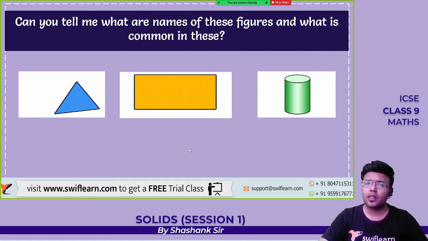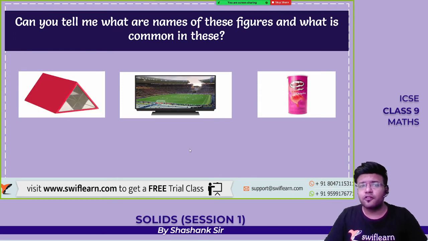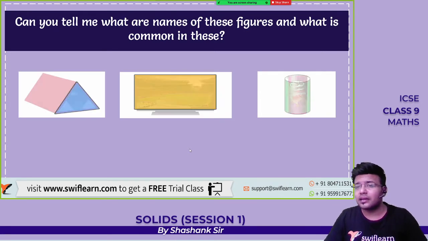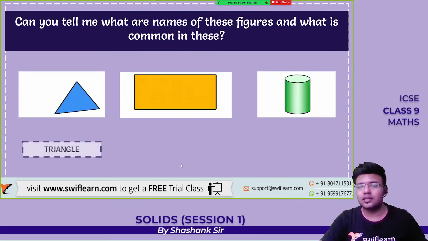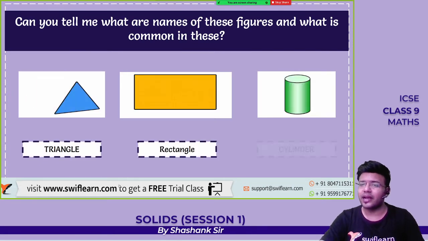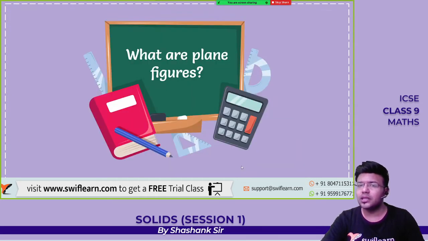Yes. So, can you tell me the names of these figures and what is common in them? Okay, the first one is the tent. It looks like a triangle. The second one is the TV. Its screen looks like a rectangle. And the third one is a chips box, which looks like a cylinder. Yes, so these look like a triangle, a rectangle, and a cylinder. If you see the top view, it is a circle.